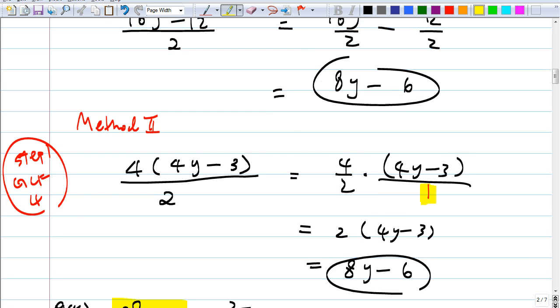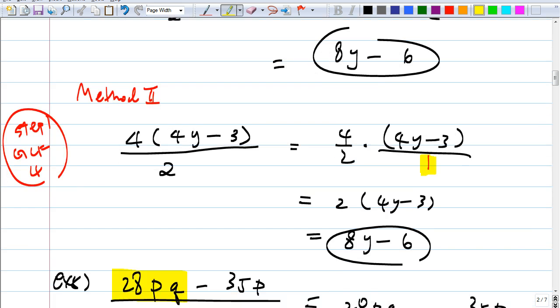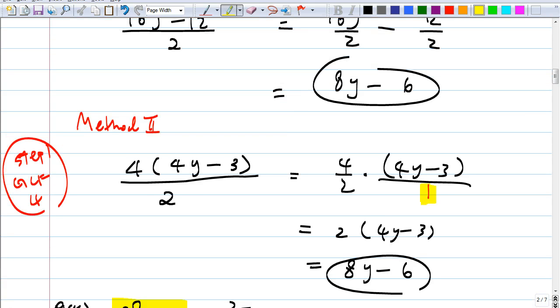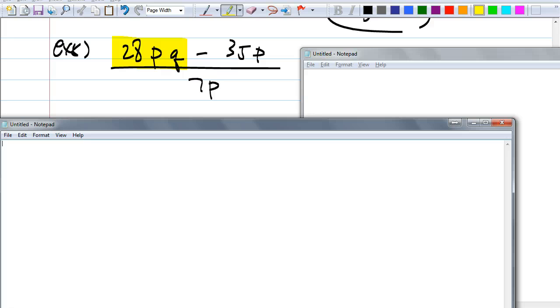Let's try example 5, but let me try to hide that first. Hold on. Try example 5, but because I want you to know both ways and I want you to know when to use method 1 and when to use method 2, can you try method 1 and method 2 both ways on this one? At the end, should you get the same answer? Yes. Okay, everybody try. Go ahead.